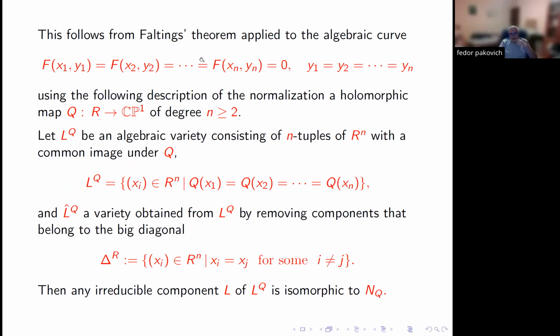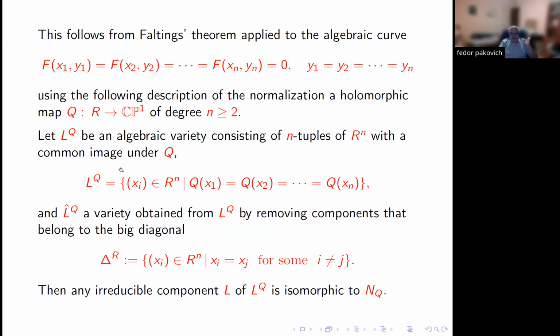So the idea is just to use Faltings' theorem applied to this algebraic curve. You obviously have infinitely many solutions in this number field, but the point is how it is related to the normalization. You can work algebraically, but if you choose this approach, there is a nice description of this Galois closure, which seems to go back to Kronecker.